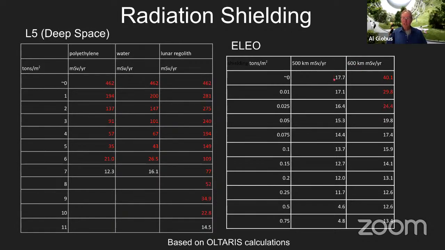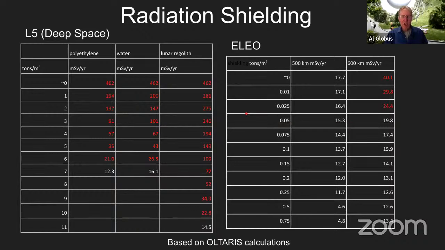Now here's the kicker. Notice that this one is white with no radiation shielding at all in a 500-kilometer circular orbit with zero inclination right over the equator. You do not need any radiation material at all. Now you might want to have some, but you don't need it. Now, if you go to 600 kilometers, it's going to cost you 50 kilograms per square meter.